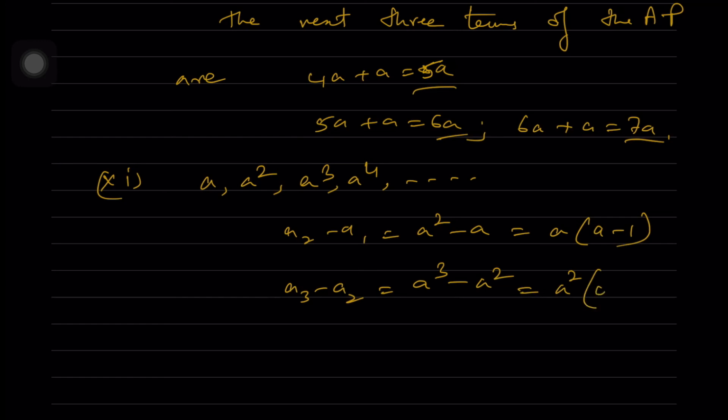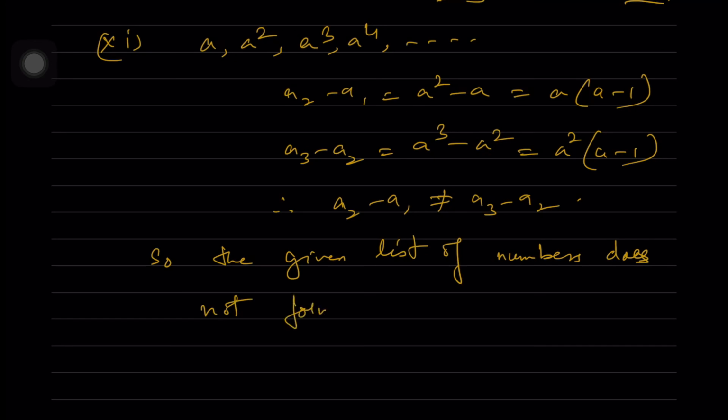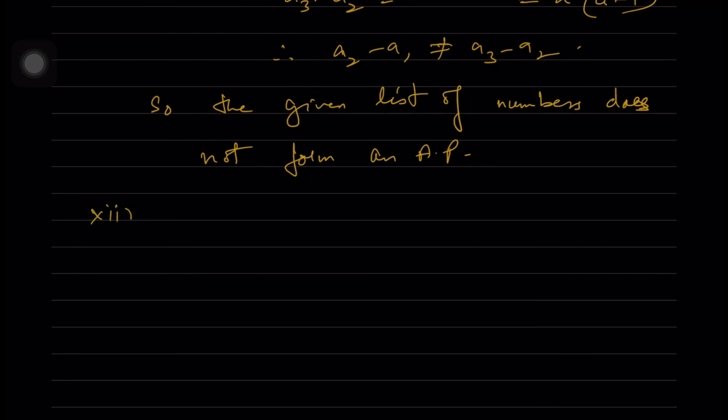Then the next problem: a square, a cubed, a to the power of 4, and so on. a2 minus a1 is equal to a square minus a, which is equal to a into a minus 1. a3 minus a2 is equal to a cube minus a square, which is equal to a square into a minus 1. Then a4 minus a3 is also not going to be equal to the same common difference. Therefore, a2 minus a1 is not equal to a3 minus a2. So the given list of numbers do not form an AP. If we check only two differences, it's enough, because if they don't have the same common difference, we can tell that the list of numbers is not in AP.